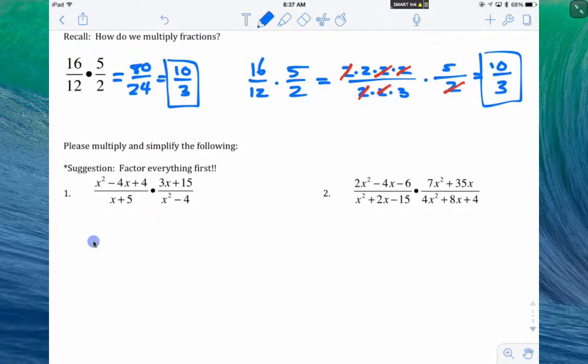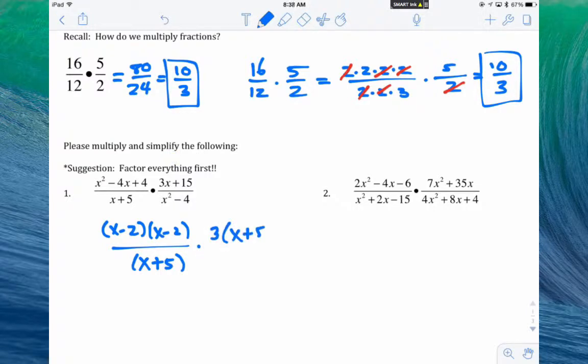So in this first example, let's factor everything. X squared minus 4x plus 4, I think that factors as x minus 2 times x minus 2. The denominator is already factored as x plus 5. In our second fraction, 3x plus 15, I see a common factor of 3. So I think we can write that as 3 times the quantity of x plus 5. Our denominator is a difference of squares. That's x plus 2 times x minus 2.